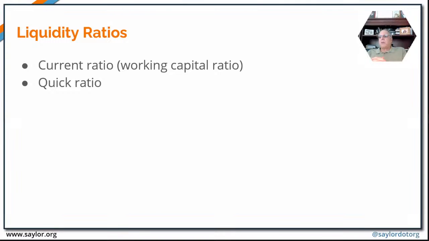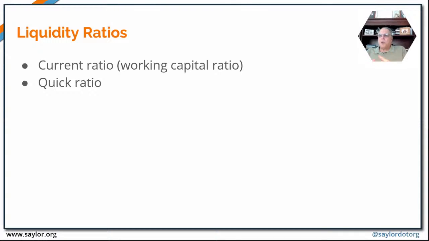Assets are things that the firm owns. They have value. They're worth something. But remember that we divided that balance sheet into two parts. We had current assets and we had non-current. The current assets were those that we could reasonably expect to turn into cash within the next 12 months.